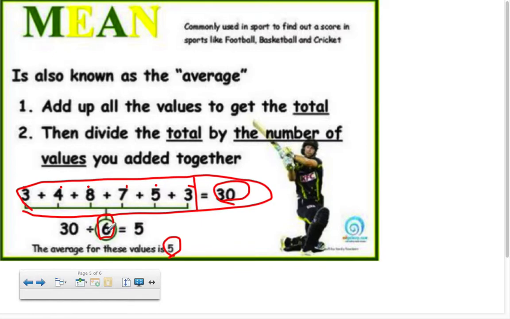And finally, mean, the toughest one to figure out. Add up all the numbers in the data set, make sure you do it correctly, and then divide that total by how many numbers there were in the data set. In this case, there were 6, so you divide by 6, and then you'll get the mean.